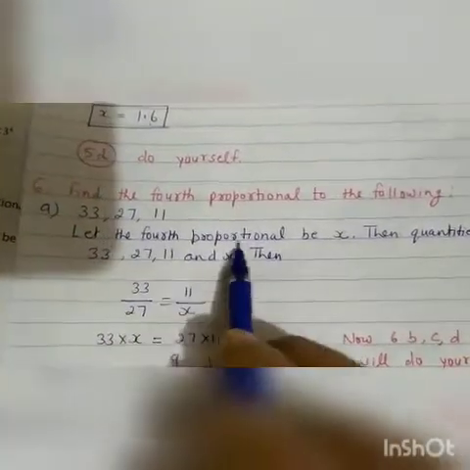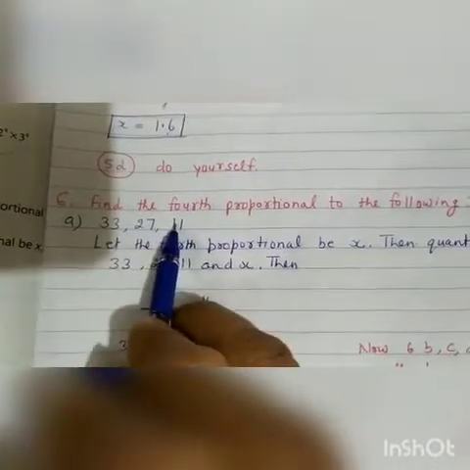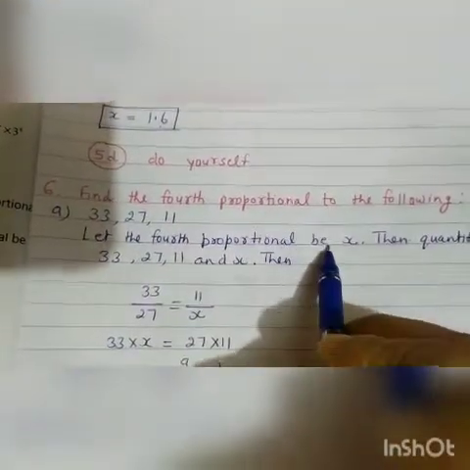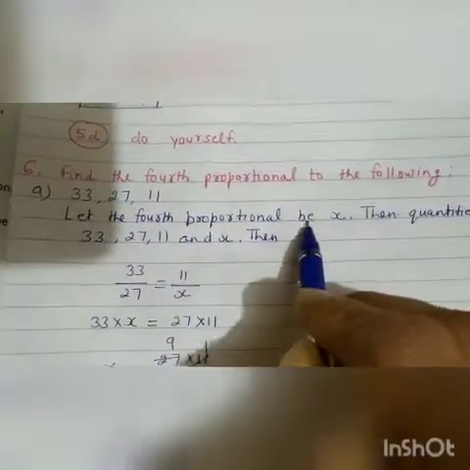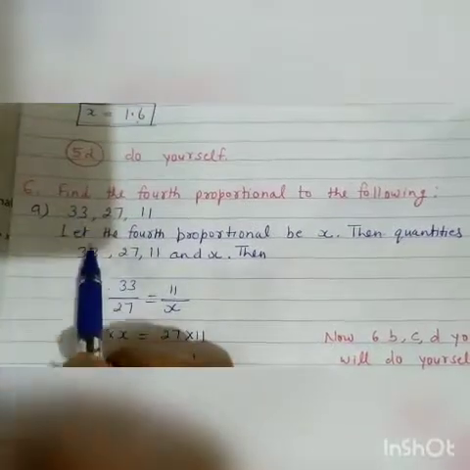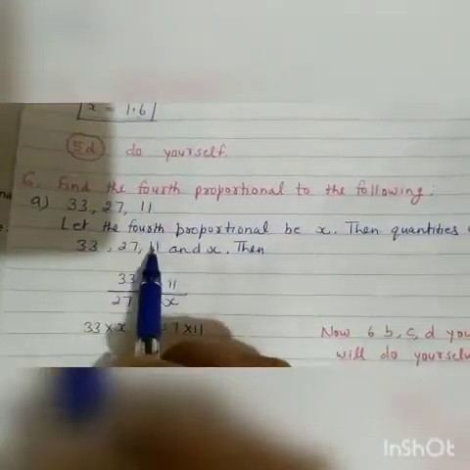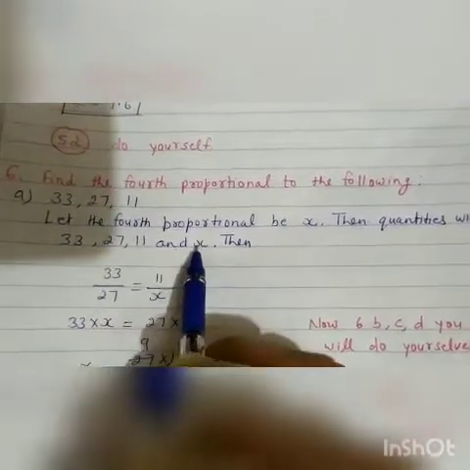Now let the fourth proportional be x. Here three terms are given. We have to find its fourth proportional. We are assuming, let the fourth proportional be x. Then the quantities will be 33, 27, 11 and x: first term, second term, third term and fourth term.